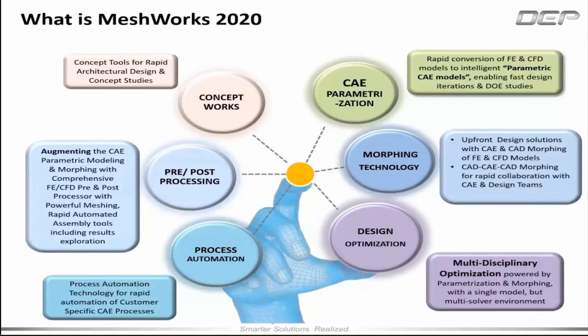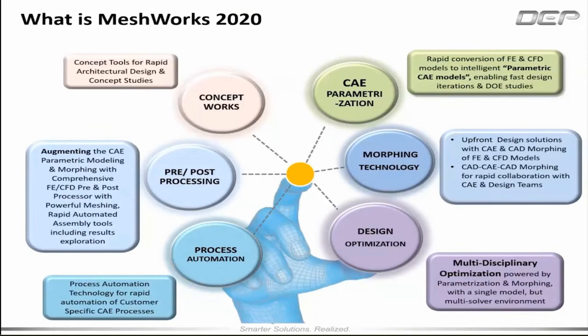Now, with just the penultimate release of MeshWorks, we introduced two important pieces, which are the pre and post-processing functionality of MeshWorks. And we also brought in the process automation, where the engineers who use the tool can build automation by themselves without having to be an expert in a programming language. That's a very important differentiation or change that we wanted to bring in, and that is also available as part of MeshWorks 2020.